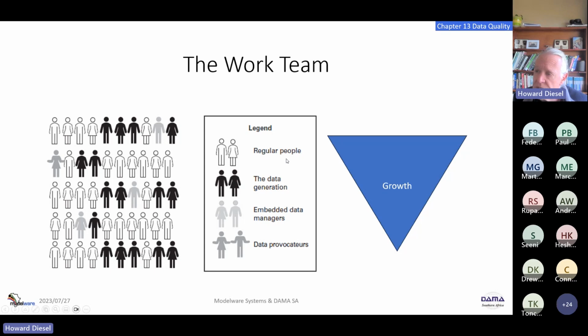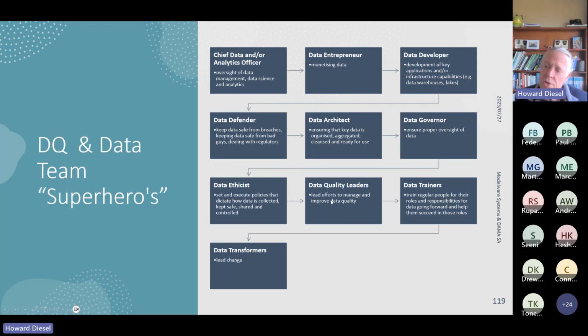And what we're wanting to do is help our regular people become part of the data generation. So it's people like myself and Drew, that we're the regular people and we need to become part of the data generation. Okay. All right. Then we're also talking about the team that we're bringing in.